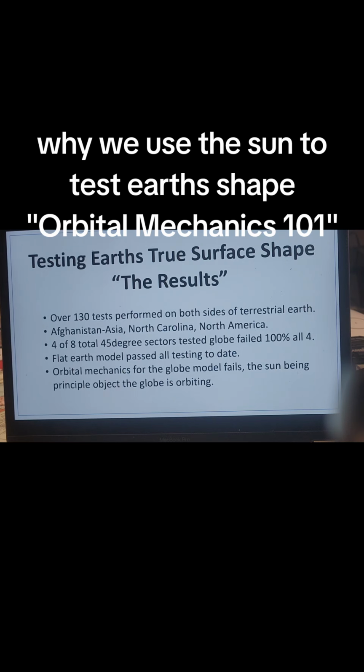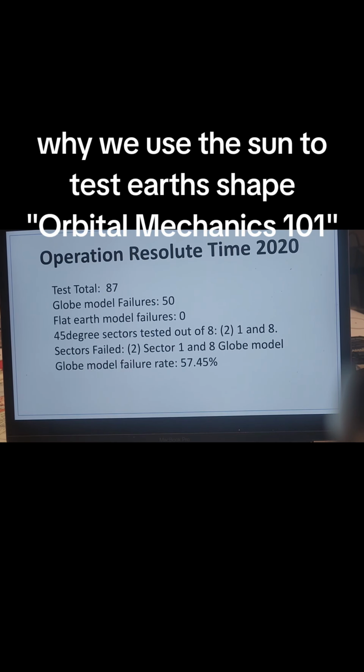Testing Earth's true surface shape, the results, as I said, there were over 130 tests from both sides of the terrestrial Earth: Afghanistan and Asia, North Carolina and North America. 4 out of the 8 total 45 degree sector tests failed for the globe model, for a 100% failure rate in all 4 areas that it failed. The flat Earth model passed all testing to date. Orbital mechanics for the globe model fails, using the sun as the principal object the globe model is said to be orbiting. So it's massive, massive geometric failure.